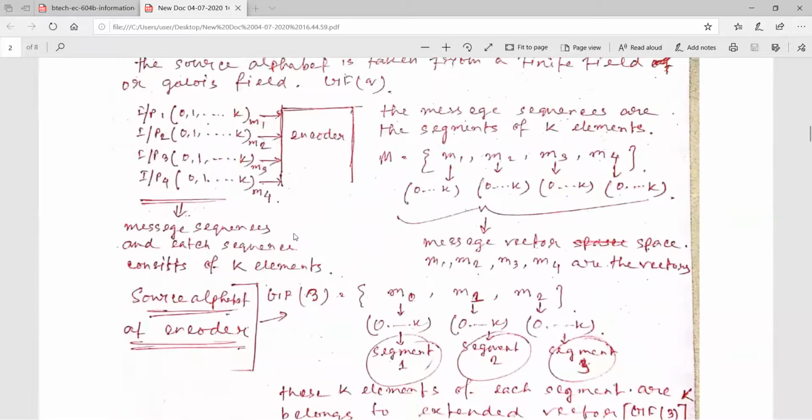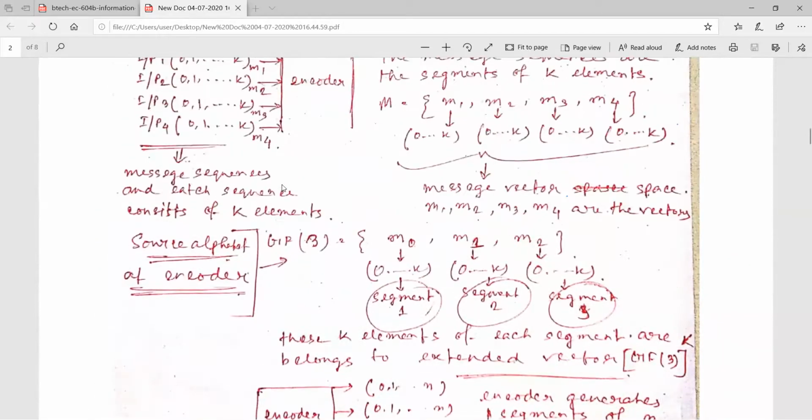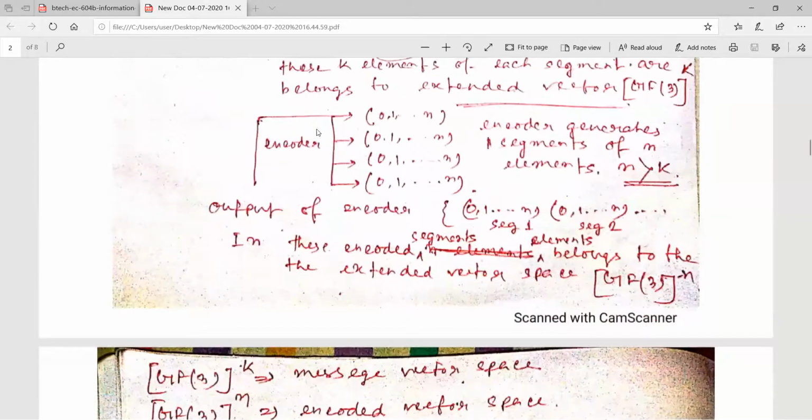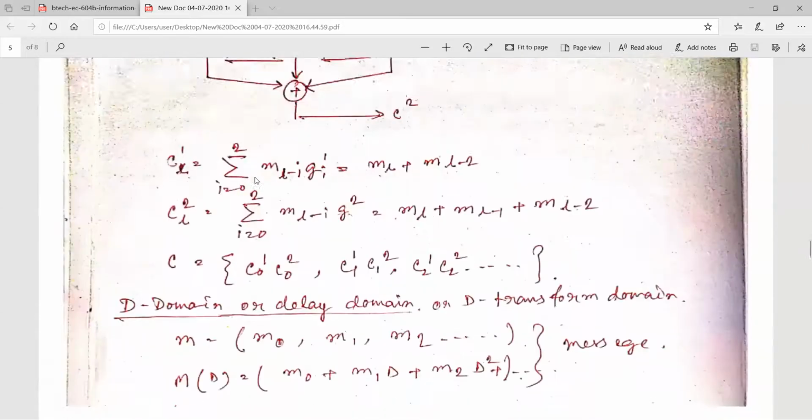which basically controls the timing of the input information bit. That means input information bit. And that is basically done by the state diagram. That means we have to initiate the FSSM. That means this finite state sequential machine, we have to initiate by 0 0.